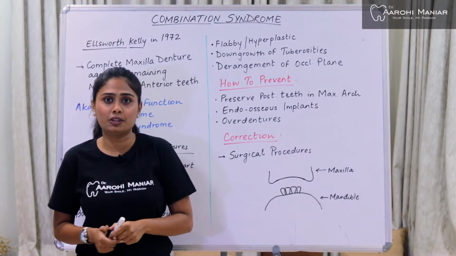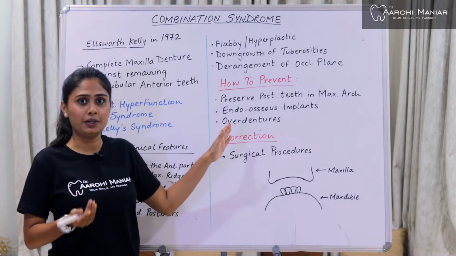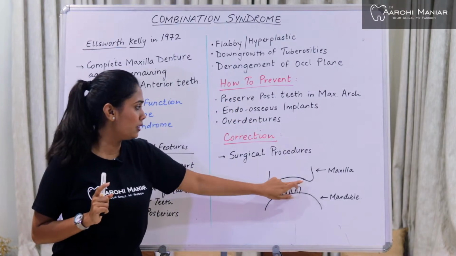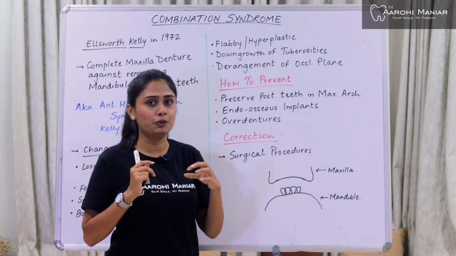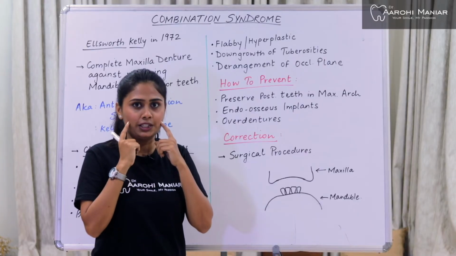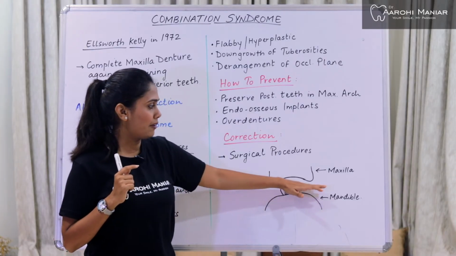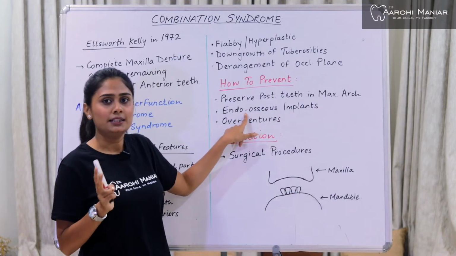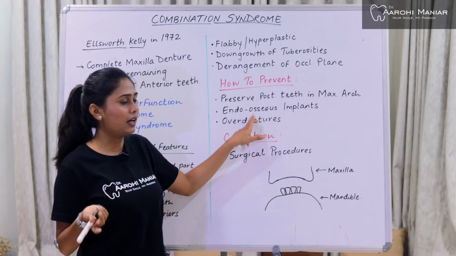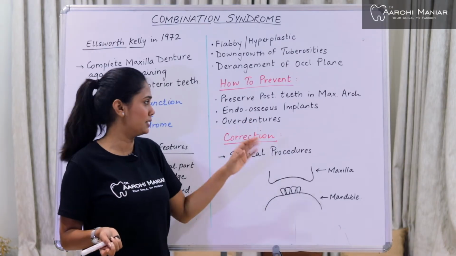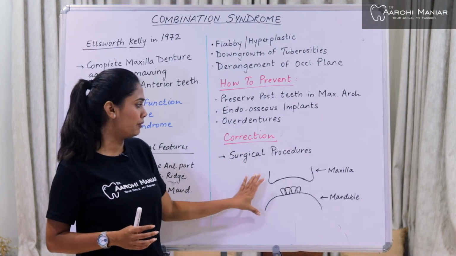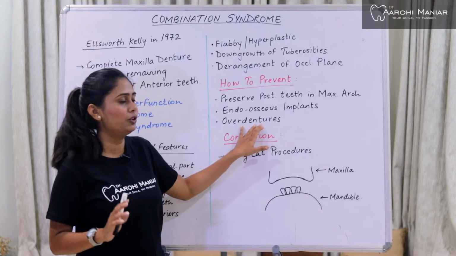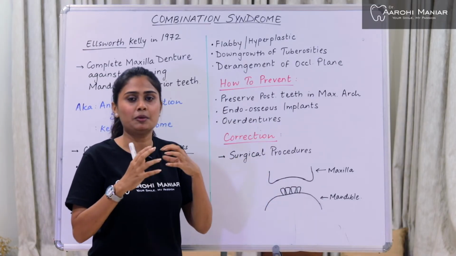How to prevent combination syndrome? How to prevent a patient from undergoing all these changes in the mouth? First of all, in the posterior region we have to prevent loss of teeth. If we have a vertical stop in the posterior area, we would be able to keep our occlusal plane straight. So we preserve the posterior teeth in the maxillary area. The second is, if the teeth are already lost, you can ask the patient to go for endosseous implants. And the third is overdentures. To prevent this condition from worsening, before all these changes happen, we can ask the patient to go for overdentures and we can stabilize the patient's occlusion.